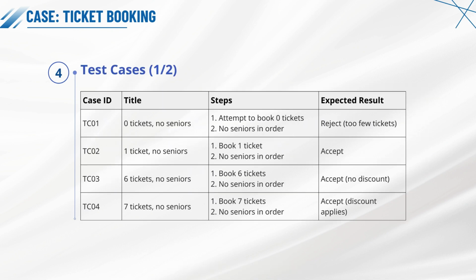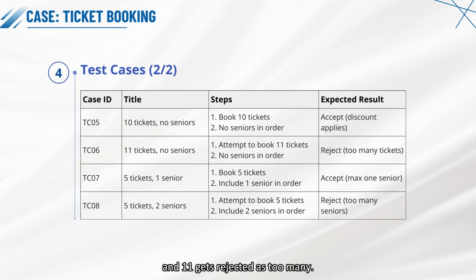Write test cases. TC01 to TC06 test ticket boundaries. 0 gets rejected as too few, 1, 6, 7, 10 all get accepted with the discount kicking in at 7, and 11 gets rejected as too many. Then TC07 and TC08 check senior rules. 1 senior with 5 tickets is allowed, but 2 seniors get rejected since only 1 senior per order is permitted. These boundary tests help catch issues right where bugs like to hide, at the edges.